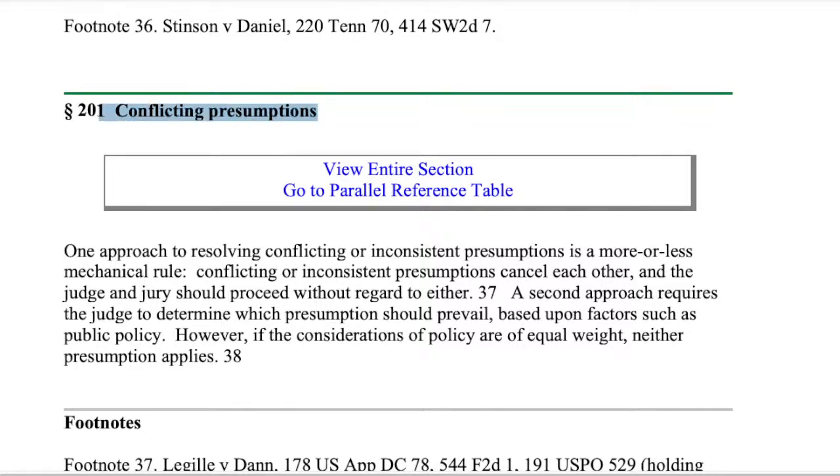Conflicting presumptions, section 201. One approach to resolving conflicting or inconsistent presumptions is a more or less mechanical rule. Conflicting or inconsistent presumptions cancel each other, and the judge and jury should proceed without regard to either. A second approach requires the judge to determine which presumption should prevail, based upon factors such as public policy. However, if the considerations of policy are of equal weight, neither presumption applies.